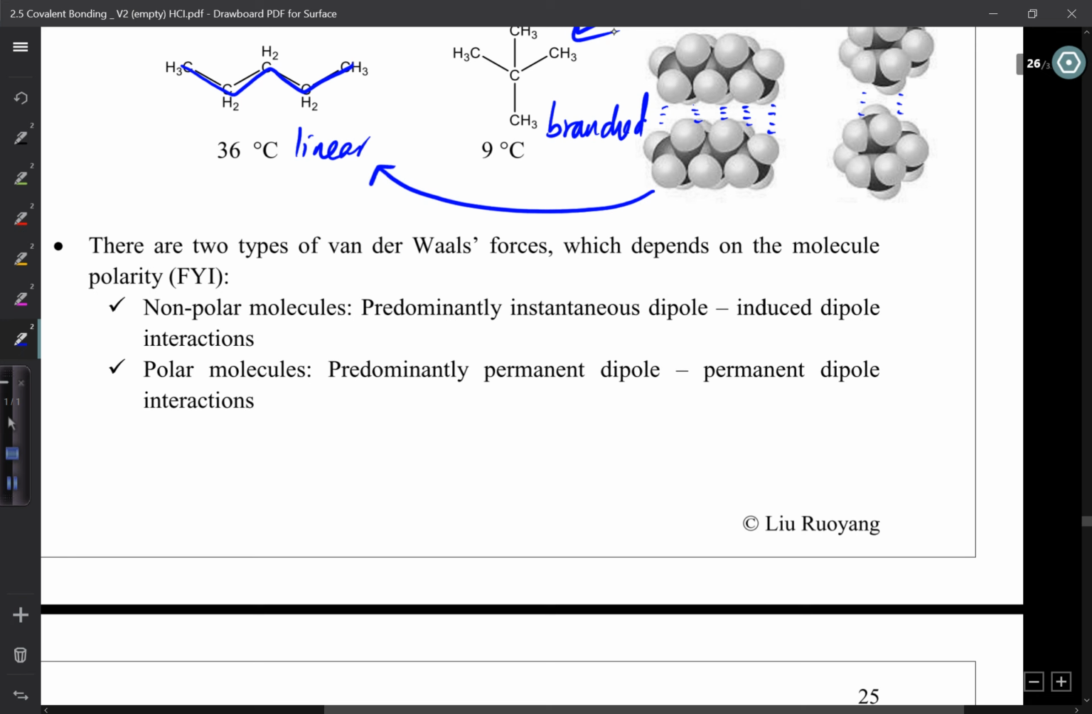So I already mentioned just now, there are actually two types of van der Waals forces. This one is just for information. The first type is known as instantaneous dipole, induced dipole. The second case is known as permanent dipole, permanent dipole. This is just for information. If you are interested, you can ask me.